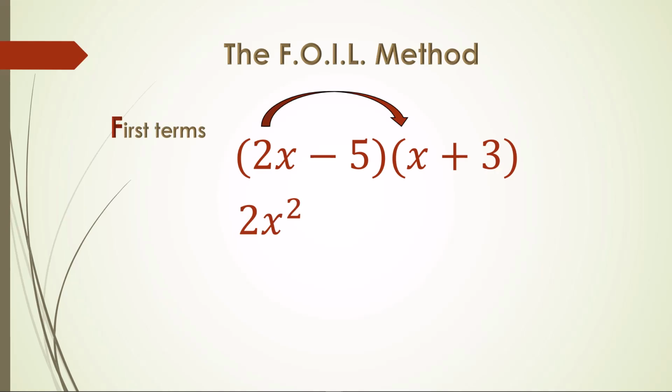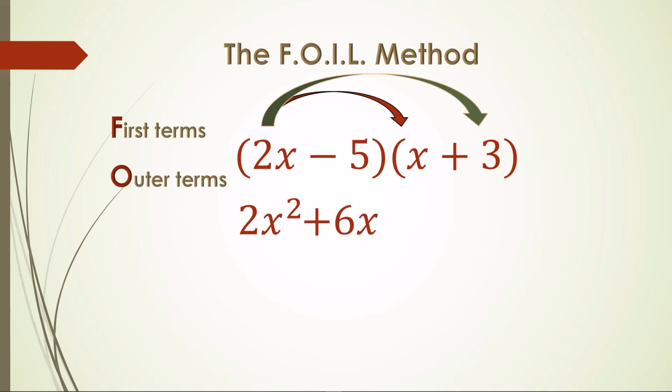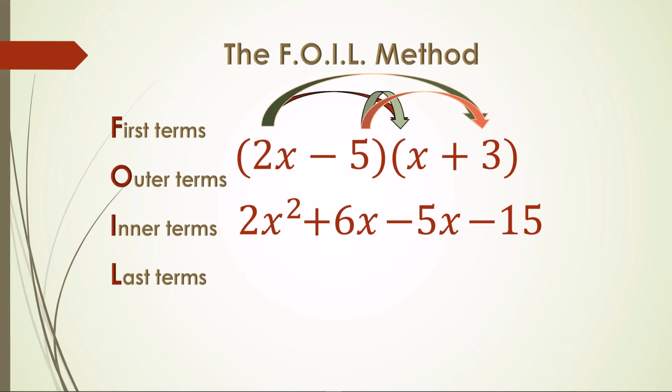Multiplying the first terms, 2x times x, makes 2x squared. The outer terms, 2x times 3 equals 6x. The inner terms, negative 5 times x, is negative 5x. And the last terms, negative 5 times 3, makes minus 15. Combining the middle two x terms, 6x and negative 5x, results in just x, and the final result is 2x squared plus x minus 15.